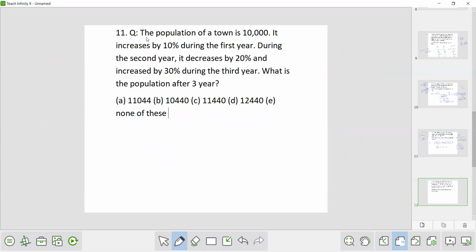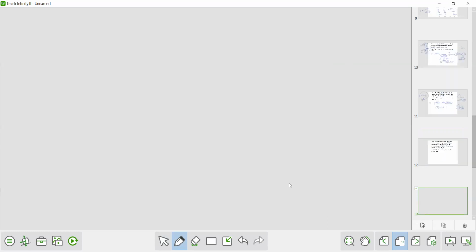Okay. Now the next question. The population of a town is 10,000. It increases by 10% during the first year. During the second year, it decreases by 20% and increased by 30% during the third year. What is the population after 3 years? For such type of question, I will explain you the concept behind it.